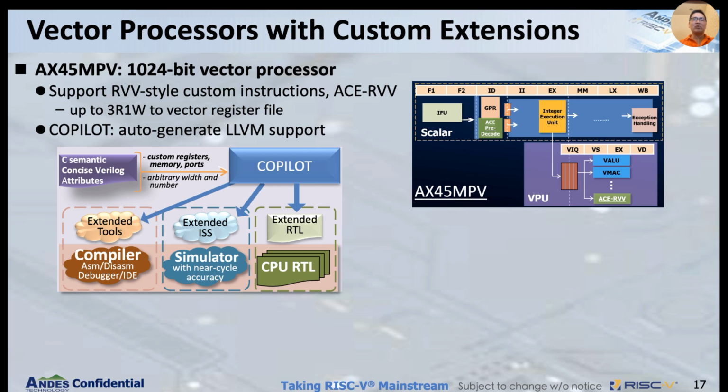Many of the NDS cores support the ACE NDS custom extension. Additionally, X45MPV, the vector processor, can support RVV style custom instructions. We call that the ACE RVV, and the design will sit inside the vector engine just like any other vector functional unit pipeline. It can perform 3 reads and 1 write to the vector register file or the integer or floating point register file.